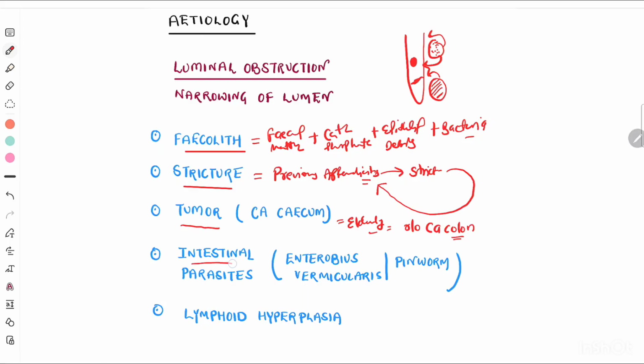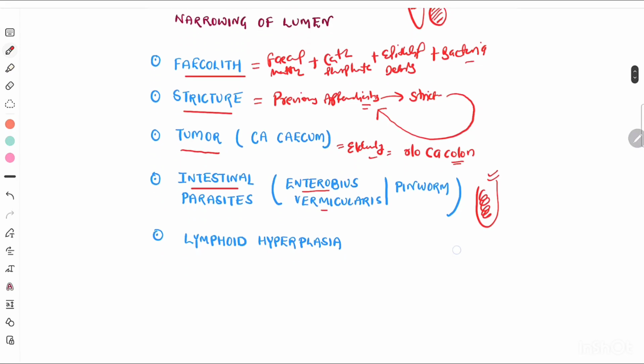Or in children, there can be intestinal parasites like Enterobius vermicularis, also known as pinworm, which can obstruct the lumen of the appendix. And there can be lymphoid hyperplasia. As I already discussed, there are lymph nodes which can be enlarged due to any reason and cause narrowing of the lumen by putting pressure on the wall of the appendix.